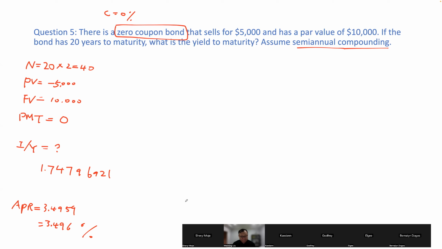Cheryl? I just have a question. Does zero coupon bond also mean zero interest bearing? Are they the same? Yes. Okay. No interest. Yeah. Okay. Thank you.